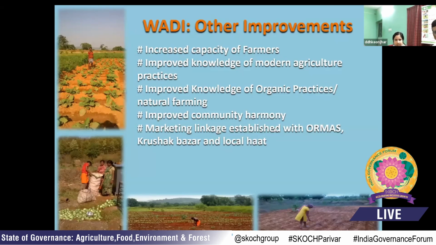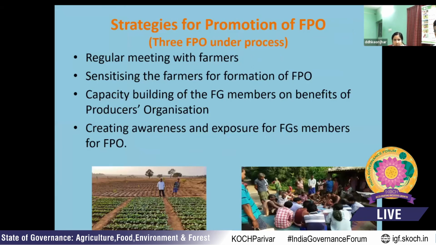It has increased the capacity of the farmers, improved knowledge about marketing, established linkages with forest research institutions and the local haat, and improved knowledge of organic practice and natural farming. Regular meetings: what is the farmer producer organization's role? It holds regular meetings with the farmers, sensitizes the farmers for promotion of FPO, capacity building, creating awareness and exposure of farmer groups.